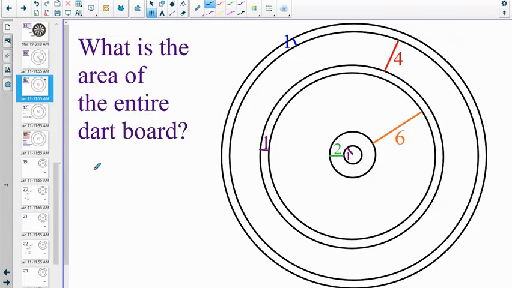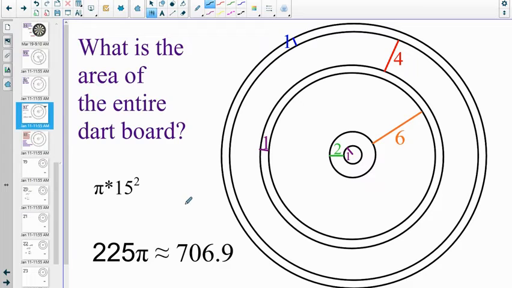Hopefully you remember the area of a circle. If you don't, I'll make sure you go back and study those formulas before we have our quiz next week. But the area of a circle is pi times the radius squared. So if the radius is 15, the area of the entire dartboard is pi times 15 squared. I plugged that into my calculator and I got about 706.9 square centimeters. So nice big area. Now that's old news.